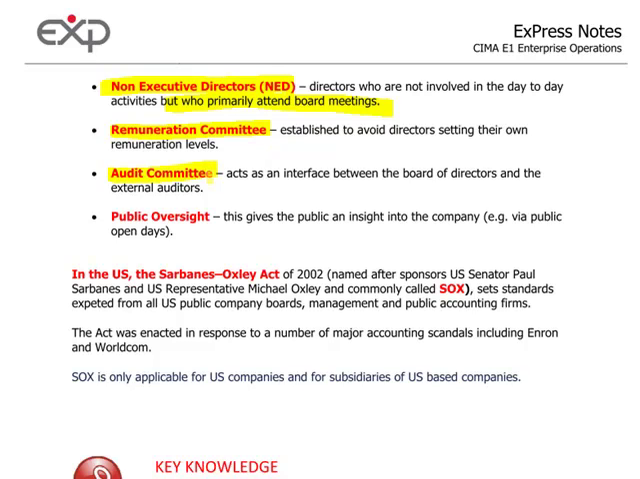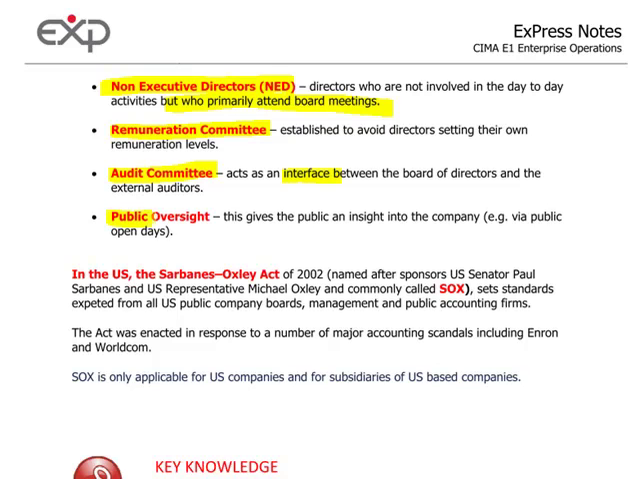The next committee to look at is the Audit Committee. As we say here, this acts as an interface between the directors and the external auditors. So, for example, it ensures that the auditors are paid a fair fee so that they can do their job properly, because they're auditing the figures that the directors have prepared to report back to the owners, the shareholders.